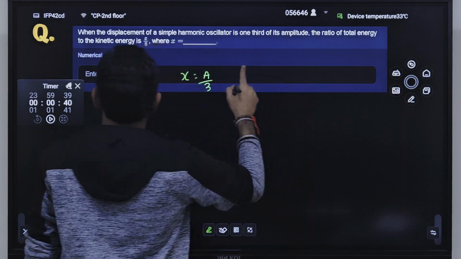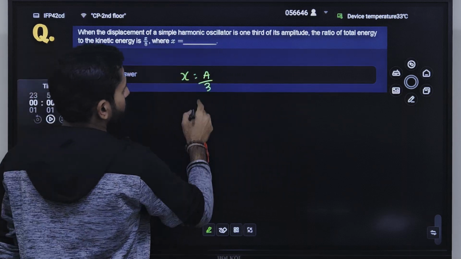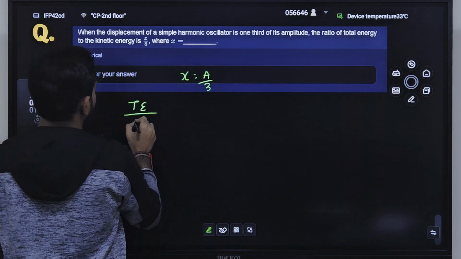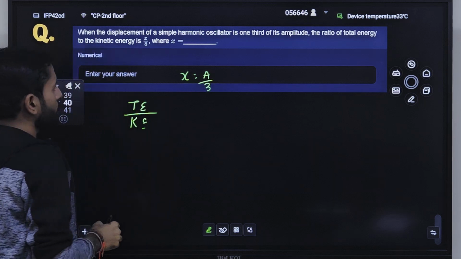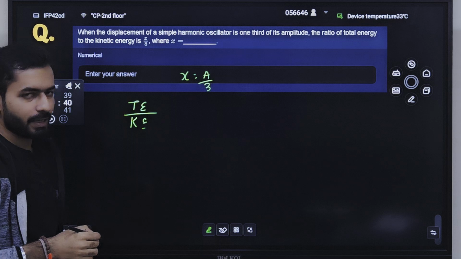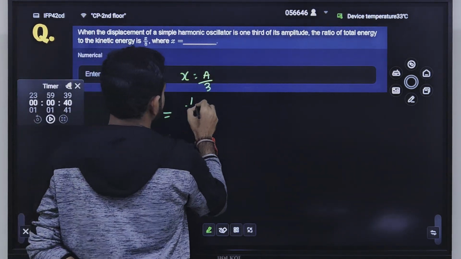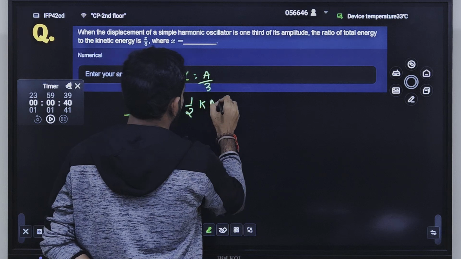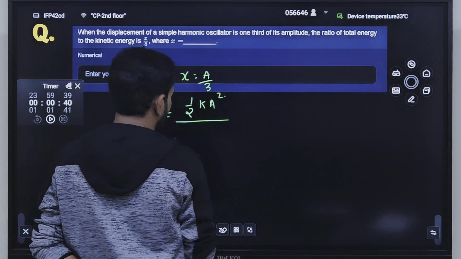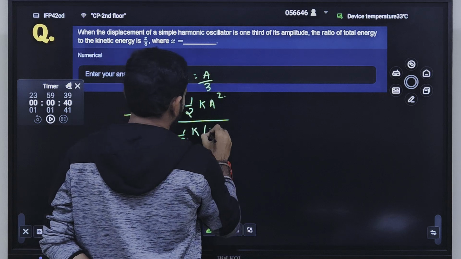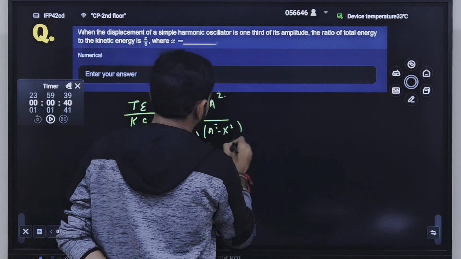The ratio of total energy to the kinetic energy. That is what we want to calculate. And x is given as A by 3. Fine. What do we do? What do I know about total energy? It is nothing but equal to half k A square. And what do you know about kinetic energy? It is half k (A square minus x square).